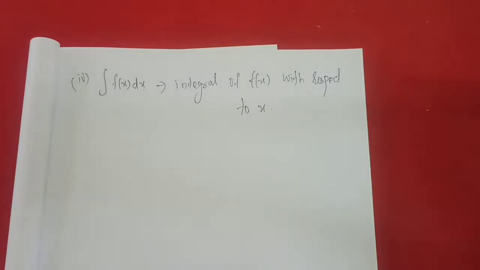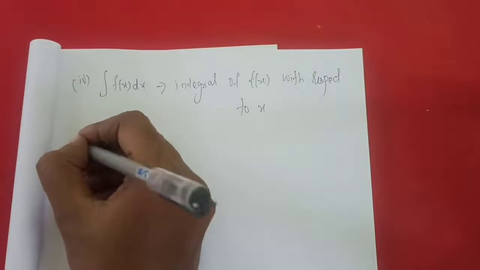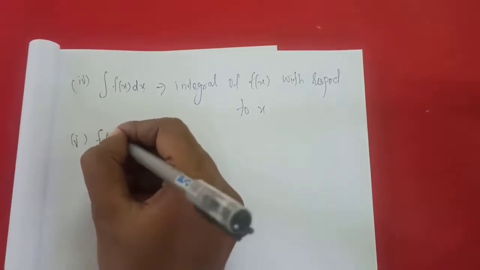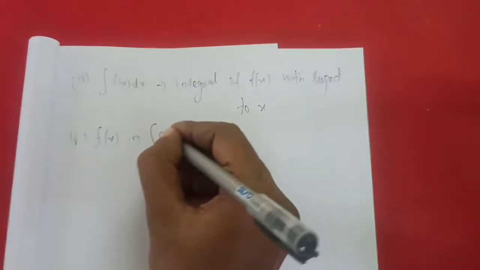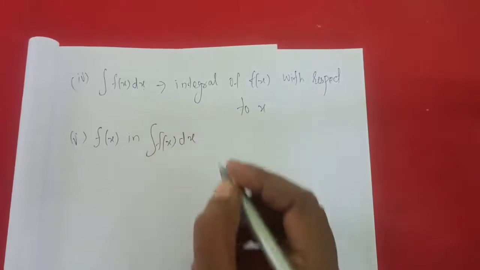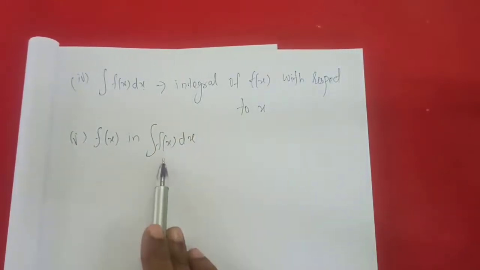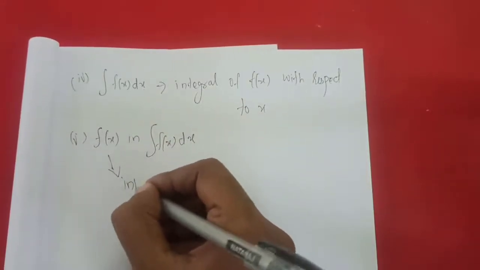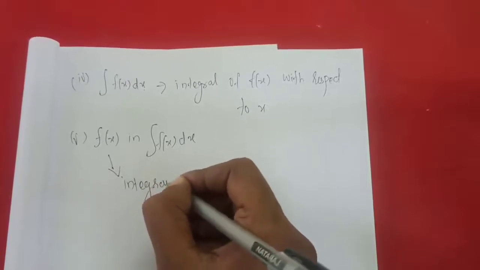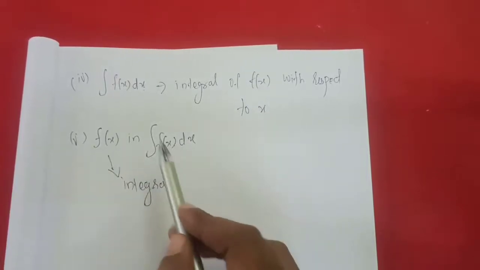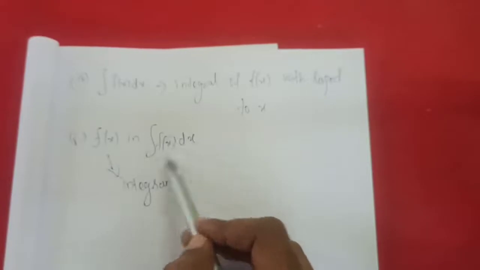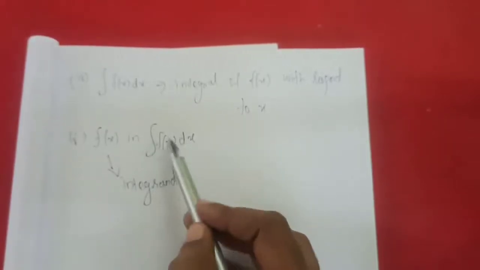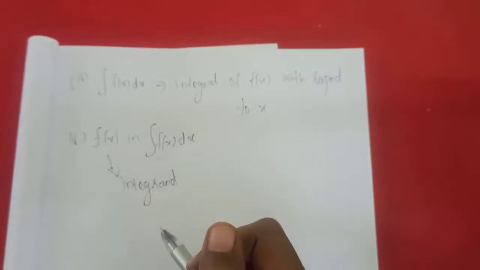Okay, then next one: f of x in integral of f of x dx. What about this f of x? This f of x is an integrand here. How will you call this f of x in integral of f of x dx? It is called an integrand. That is only what we are going to integrate. Understand?